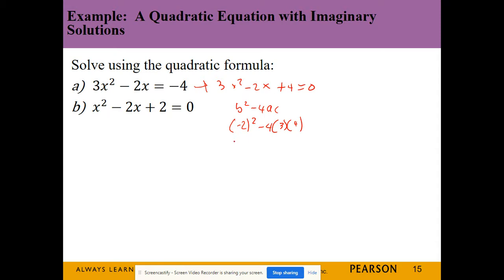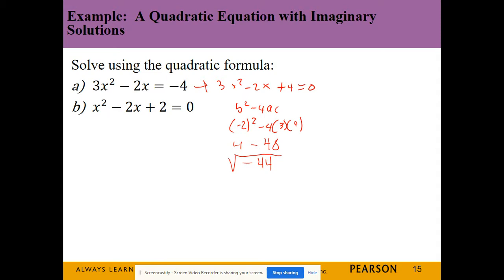-2 squared is 4. And then 4 times 3 is 12. 12 times 4 is 48, so it's minus 48. So you end up with -44. It's a negative discriminant, meaning we are going to get two imaginary solutions. We'll take a square root of that. We'll simplify the square root because that's part of the formula, if you recall.